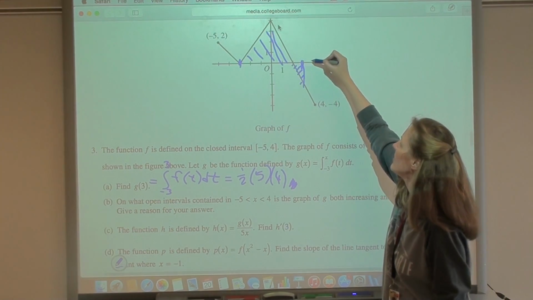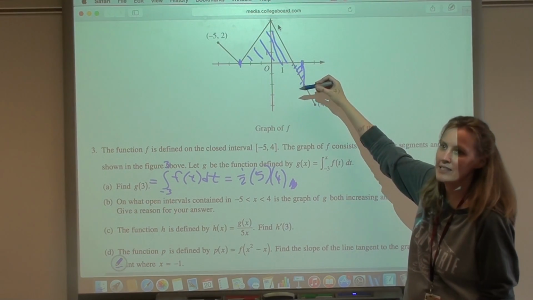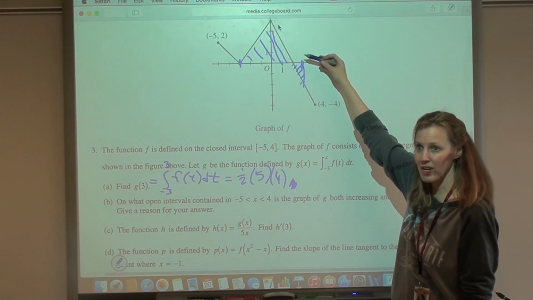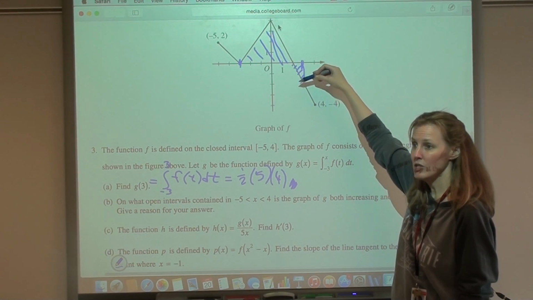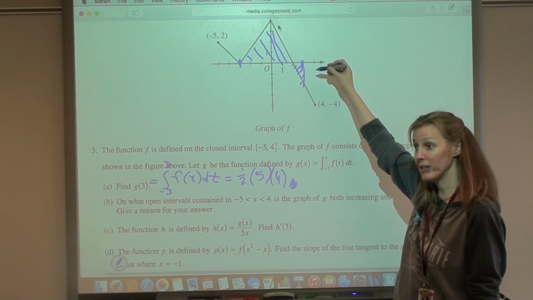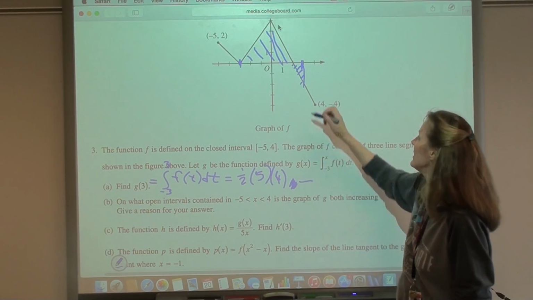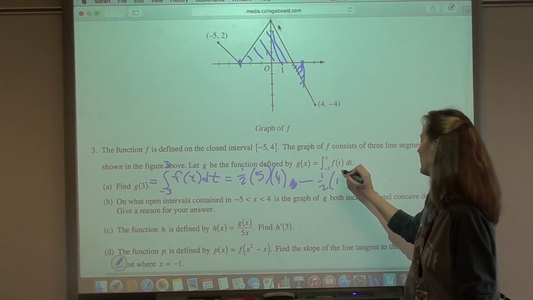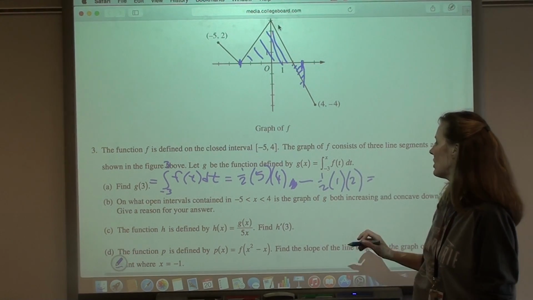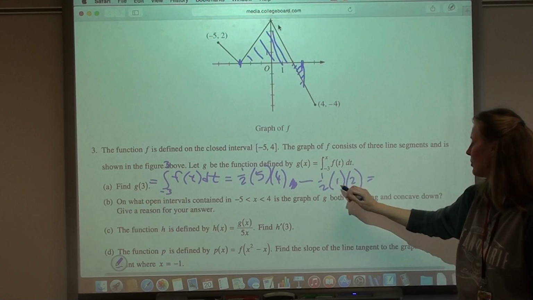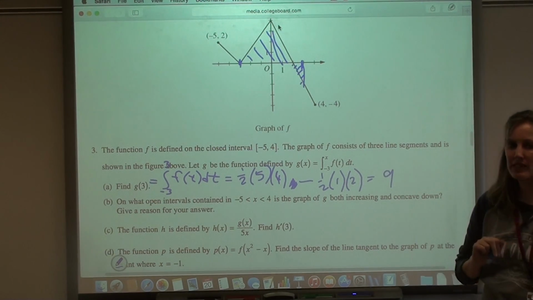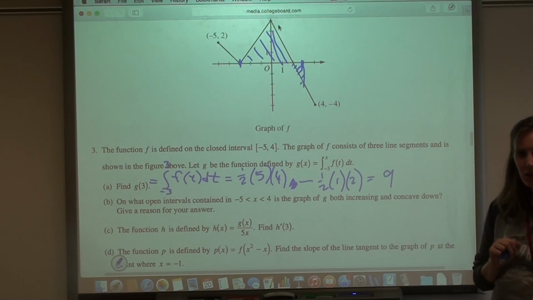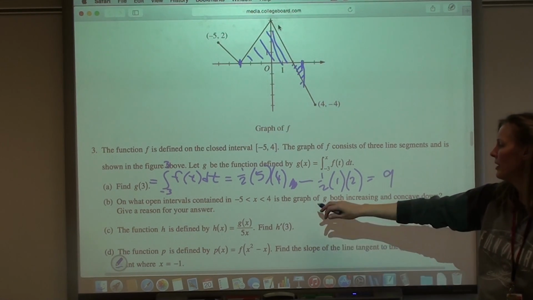So when the curve is below the x-axis, just so you know, if you think of the integral in terms of area, it's doing top minus bottom, right? So anything below the x-axis is going to be negative, so we subtract 1/2 times 1 times 2. So we get 10 minus 1, answer is 9. Does that make sense? Good? All right. Part B.